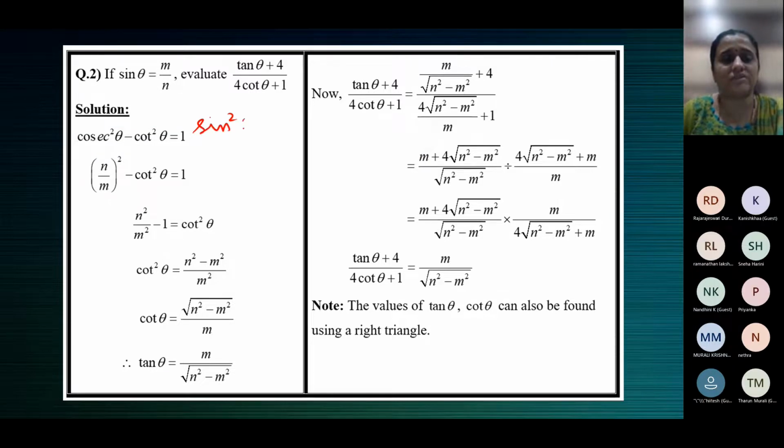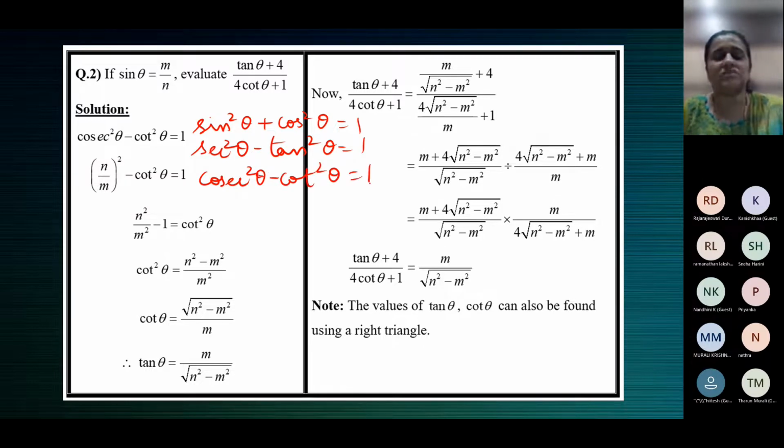So sine square theta plus cos square theta is equal to 1. Secant square theta minus tan square theta is equal to 1. And then cosecant square theta minus cot square theta is equal to 1. These are the three identities. Now, we know sine theta, so if you use this identity, you can find cos theta.